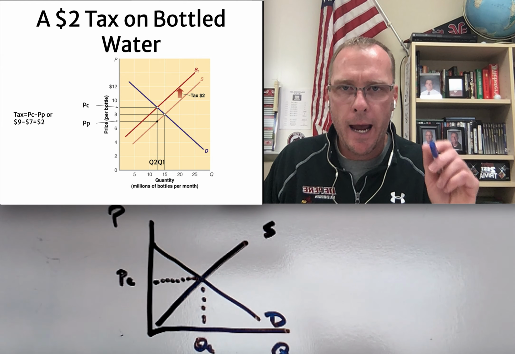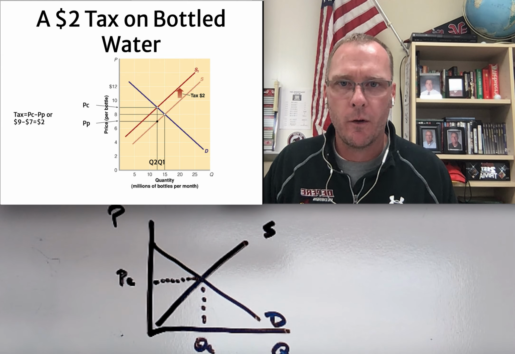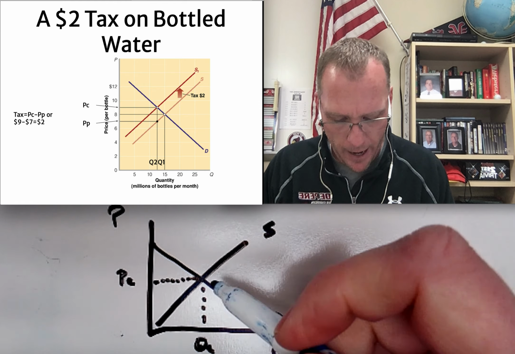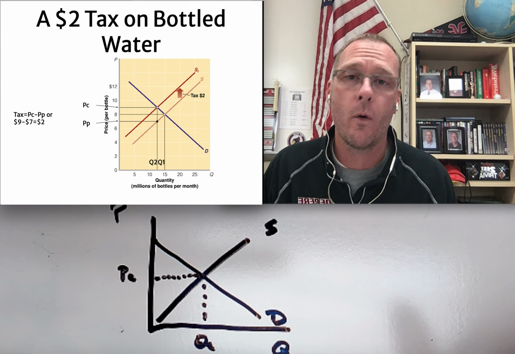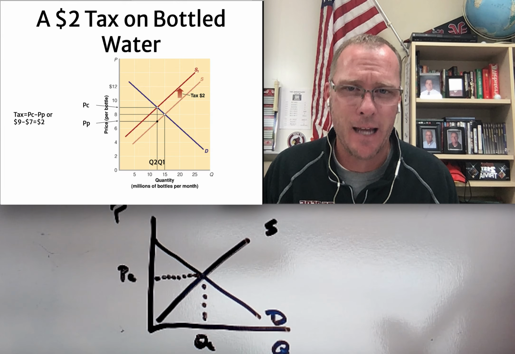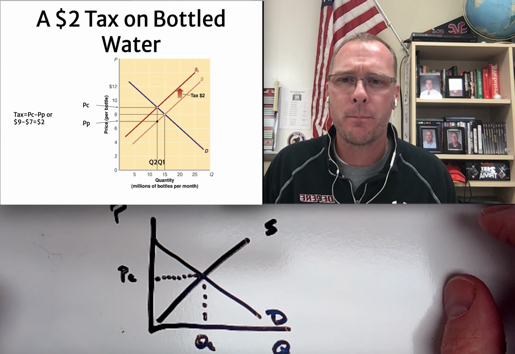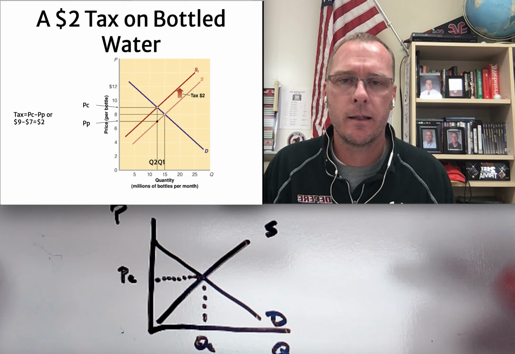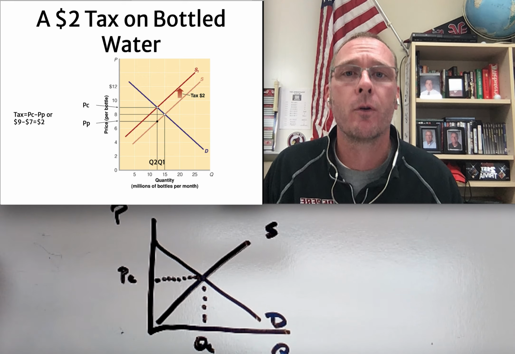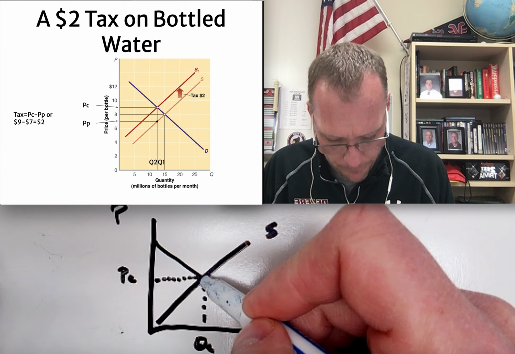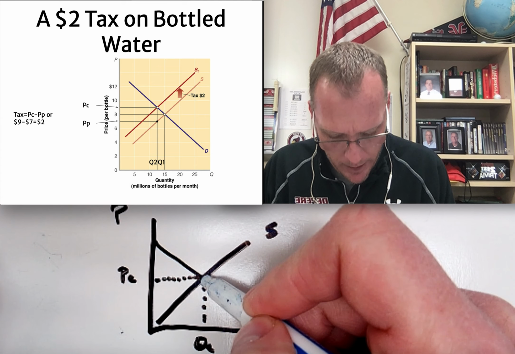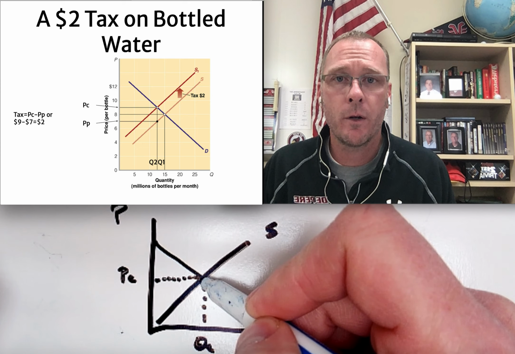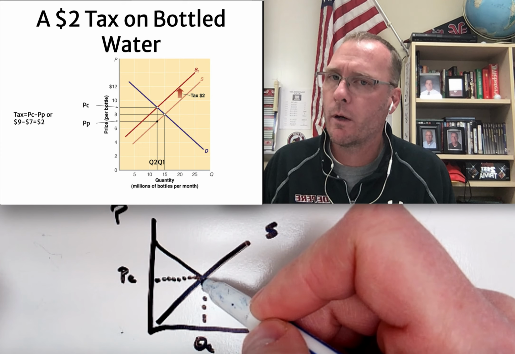So if we tax the supplier, if this is a $2 tax, at every point we're always going to use excise taxes, not a flat tax, because we want a per unit tax. It's the easiest to measure. Sometimes those are called Pigouvian taxes, per unit. Excise tax, Pigouvian tax.